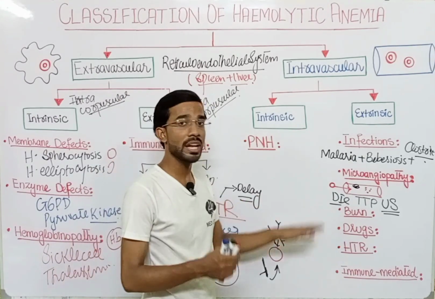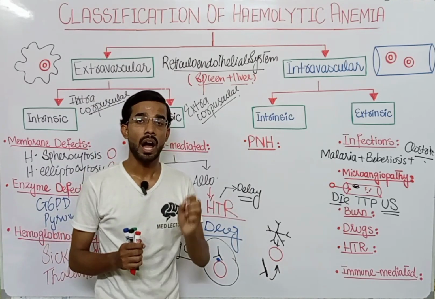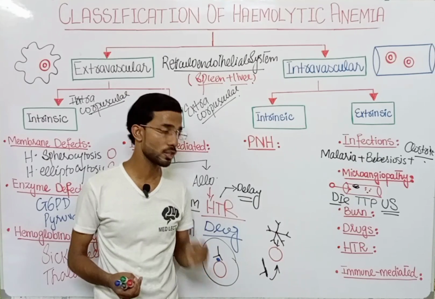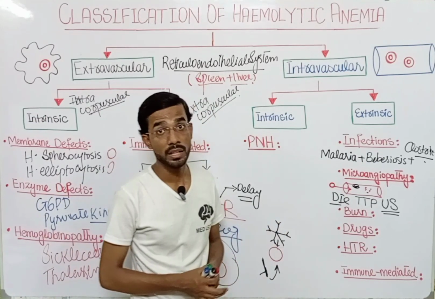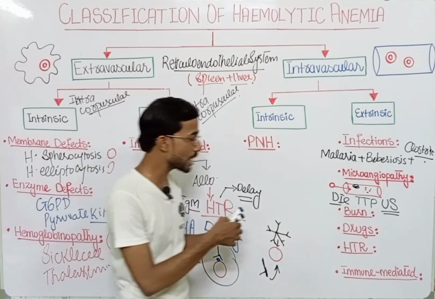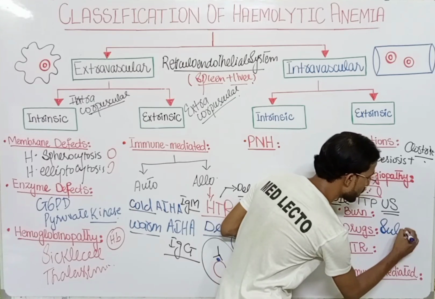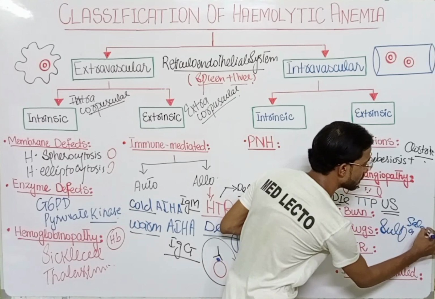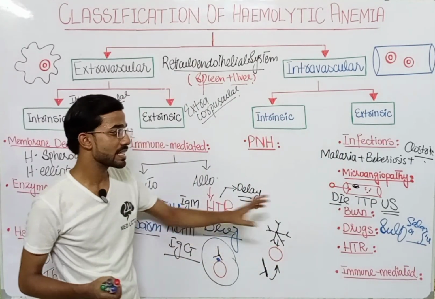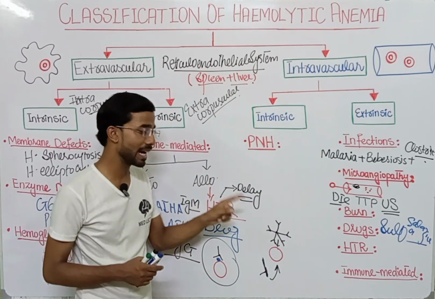Next is the burn. Whenever you see a skin burn, in that situation, suddenly RBCs that are present or flowing in the blood vessel will start getting destroyed. Okay, next is drugs. There are certain drugs that cause intravascular hemolysis. In that situation, the most important one is sulfasalazine, that is actually used in inflammatory bowel diseases, sulfasalazine. So that causes intravascular hemolysis. Okay, that's the most important thing.